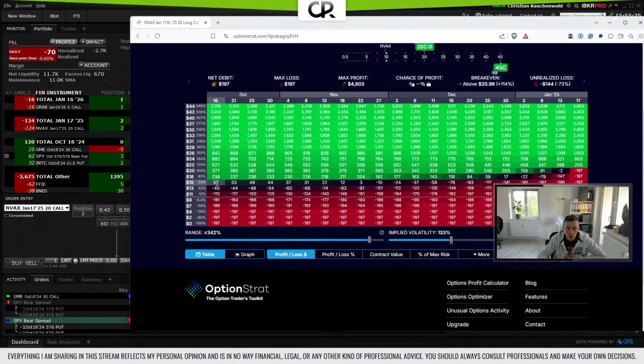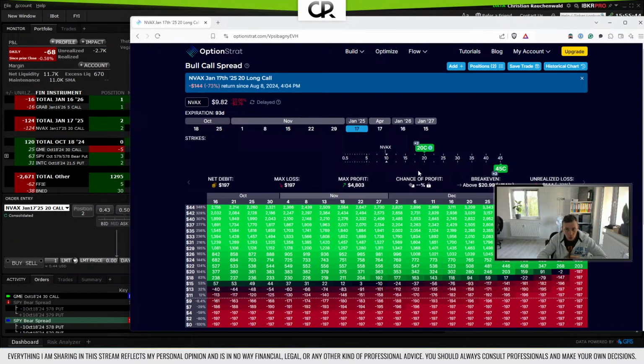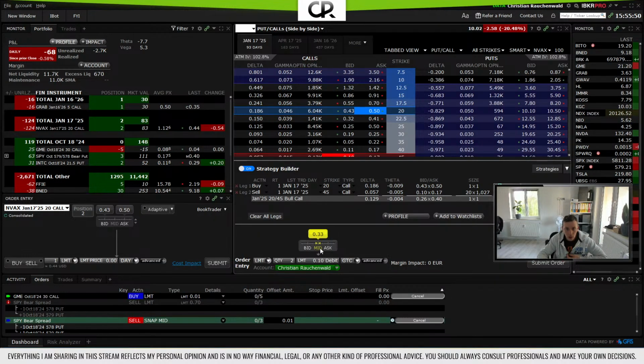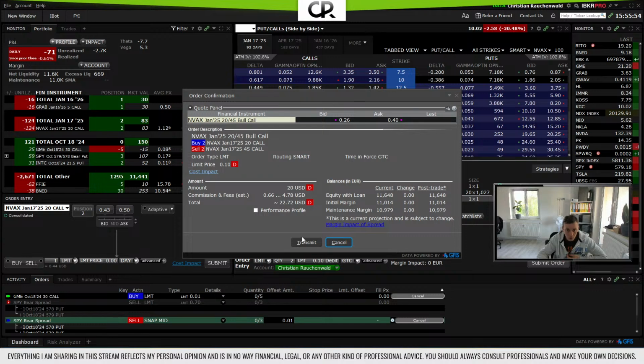So we still would need to reach at least in November $15 ideally, or in January we still would need to break the $20 to get into profit. So we still would need to be right. Yeah, so I think, let's not save it now because the order hasn't triggered yet. But I think that's how we do it. Again, we buy 2 more 20 calls, we sell 45 calls.